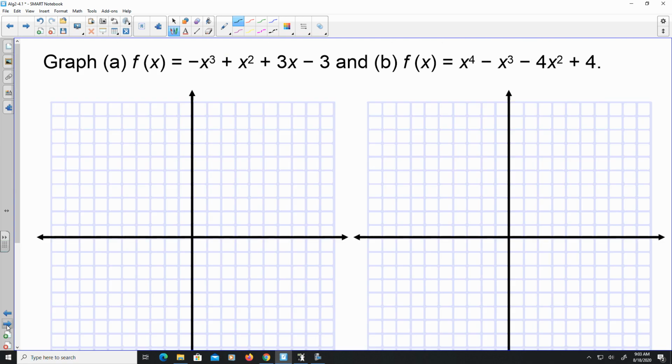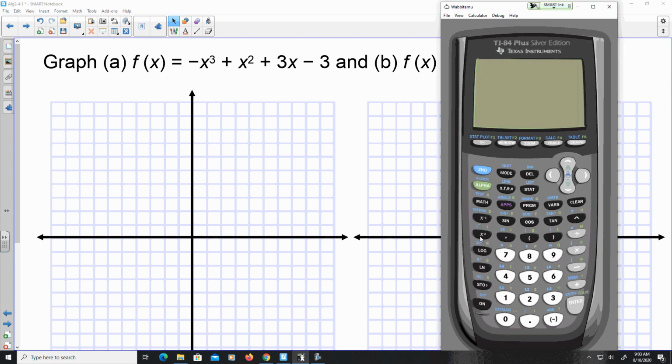So here, they want us to graph the function. So what I would do is make sure you have your graphing calculator, and let's punch it in.